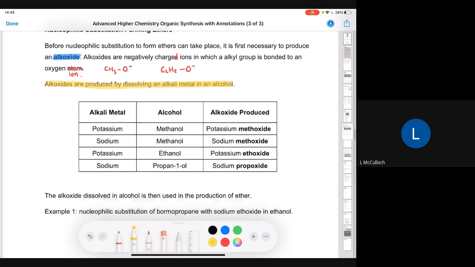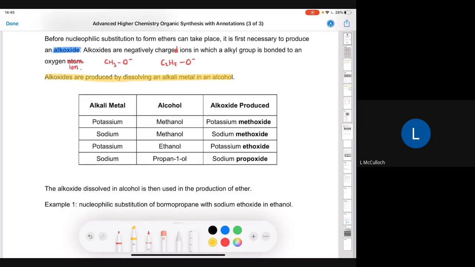So our table just shows how we can use different alkali metals and different alcohols to produce different alkoxides. So if we use potassium and methanol, we would get potassium methoxide. And that methoxide, that's our nucleophile.